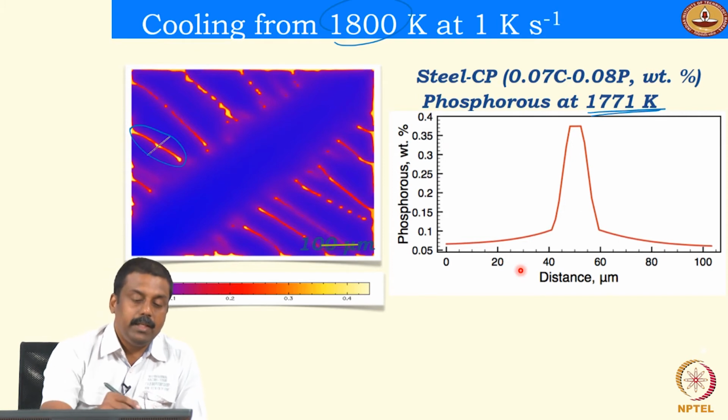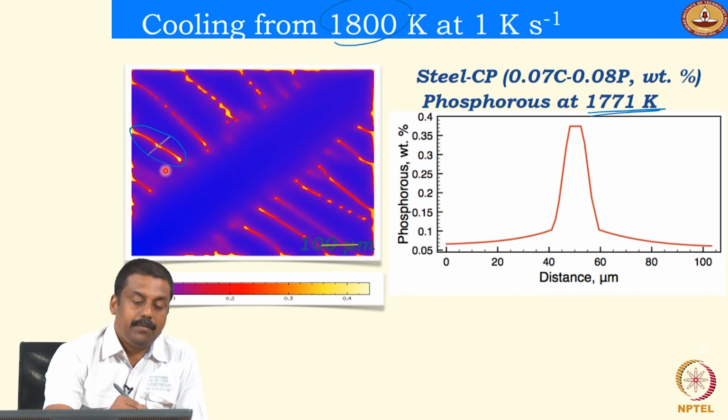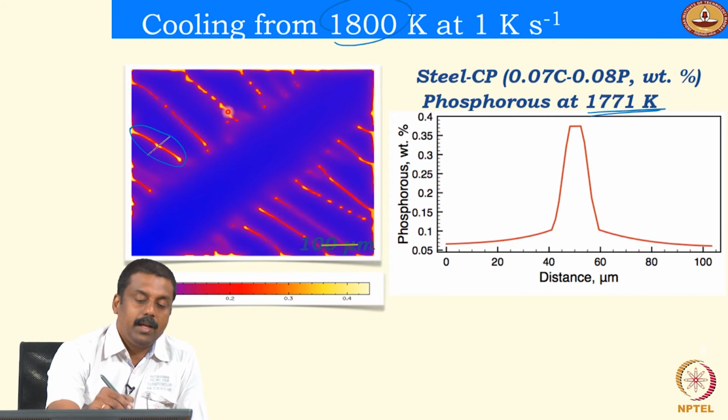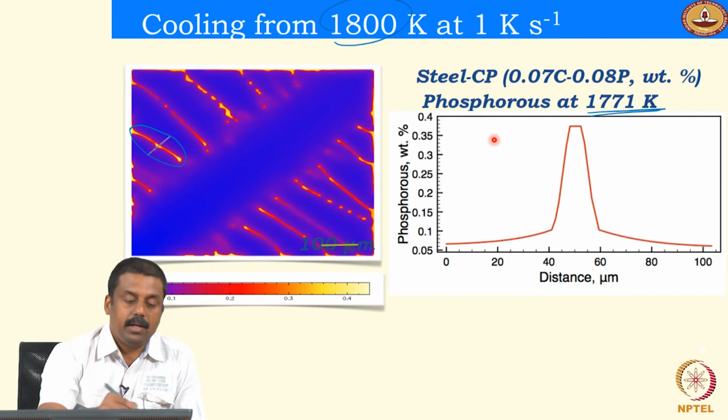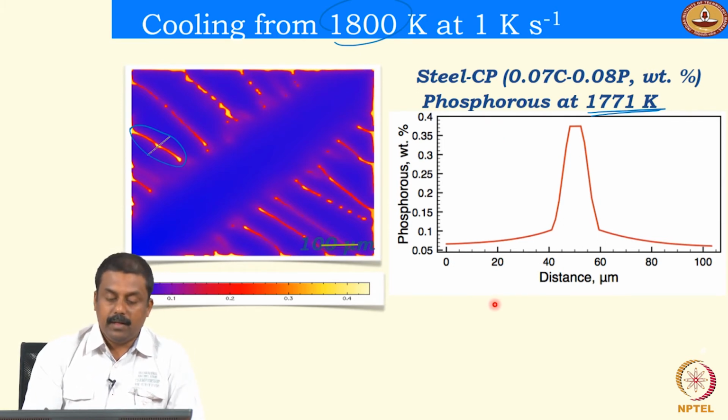And this is due to the partitioning of phosphorus from the delta ferrite towards the solidifying liquid, right. So to begin with, the entire liquid has the phosphorus concentration of 0.08, and because of the partitioning of phosphorus from the solid to the solidifying liquid, it can lead to the enrichment of phosphorus at the last solidifying liquid regions, and those regions can be enriched in phosphorus. For example, in this case, the phosphorus concentration at these boundaries can go as high as 0.48%.